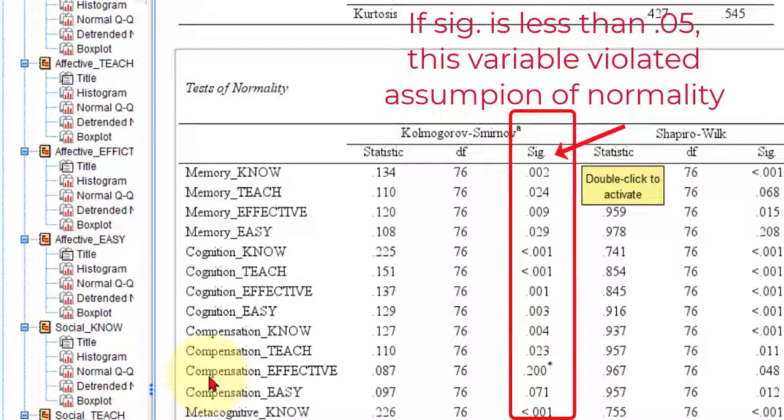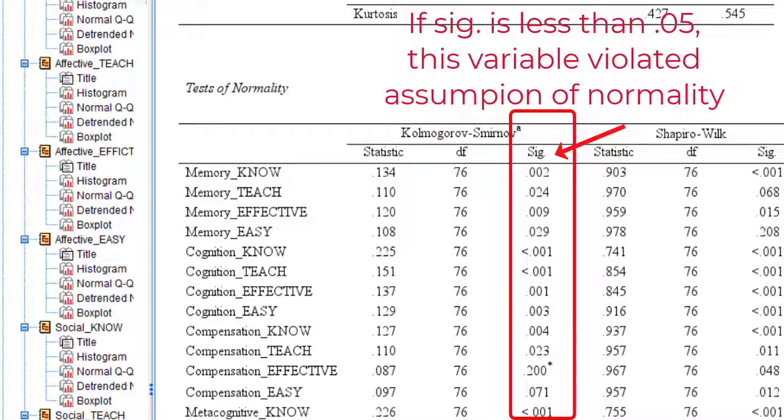It looks like compensation effective is normal, as is compensation easy. And there's a borderline one, metacognitive easy is barely normal. But again, most of these are not normal. So probably we're not going to be using a t-test. Okay, that's part one. Part two.